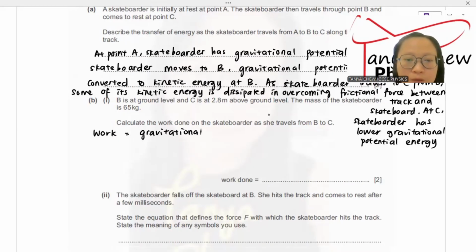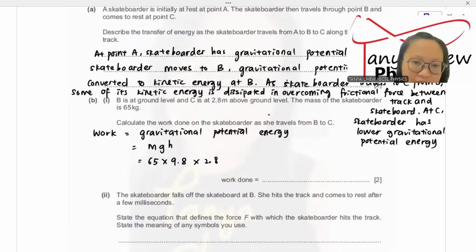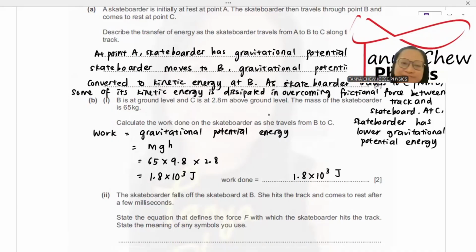Her gravitational potential energy is mgh. So the mass is 65 kilograms, g, remember, 9.8, and the height is 2.8. Now, your answer is 1.8 times 10 to the power of 3 joules. 1.8 times 10 to the power of 3 joules is the answer.